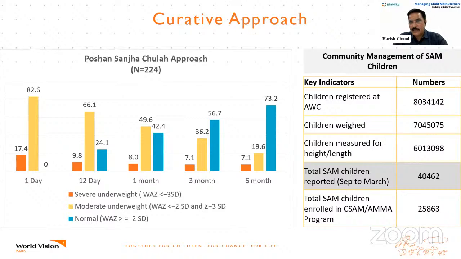The other approach is community management of SAM children, and we were able to identify 40,000 SAM children, and those children were enrolled in the CSAM program, where they were followed and visited by the community health worker, especially the Anganwadi worker and ASHA worker, and given every kind of support so that these children come to the normal stages. So this is a brief about what World Vision has been doing in terms of both preventive and curative approaches to reducing undernutrition in children under 5 years.